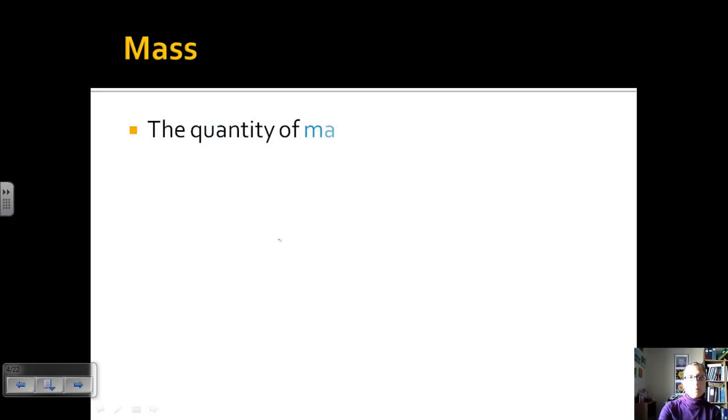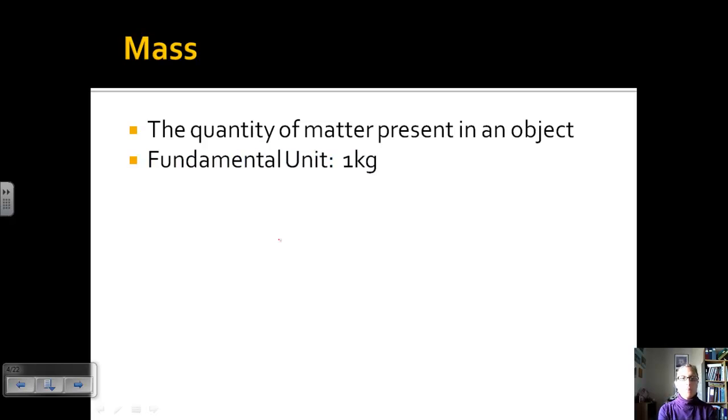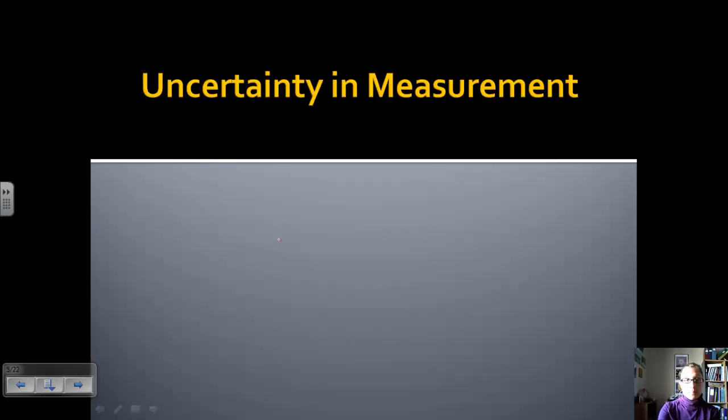Okay, let's look at mass. Mass is the quantity of matter present in an object. You can think about it like the number of particles present in something. Mass and weight are different, and we'll talk about weight later, but weight is basically the force due to gravity acting on something. So mass is the number of particles or matter. The fundamental unit of mass is the kilogram, and that's what we'll use for some measurements.